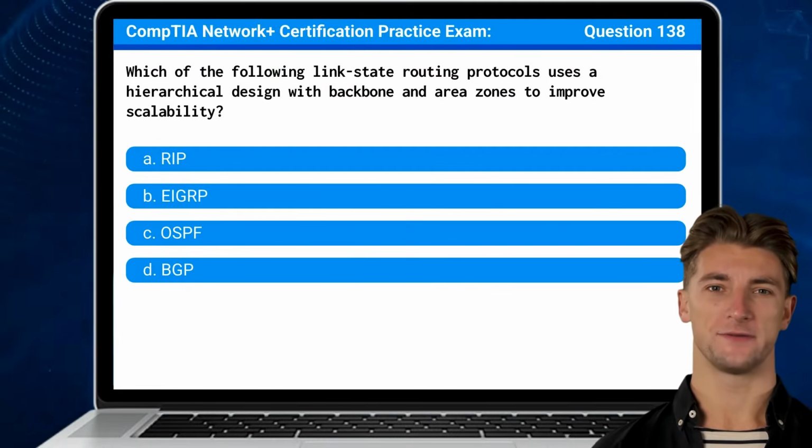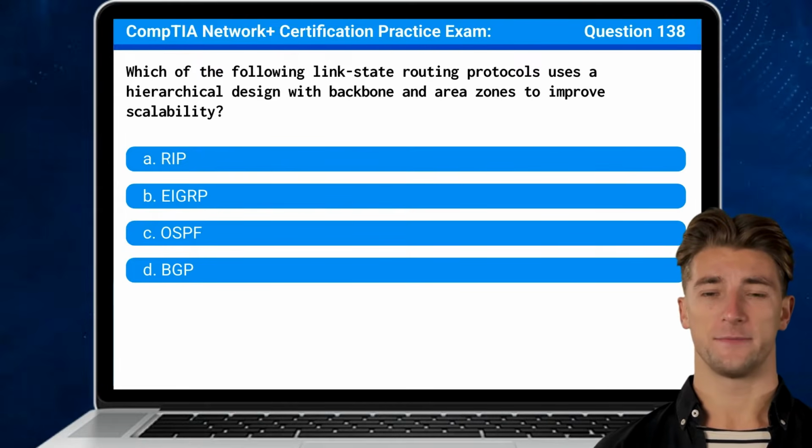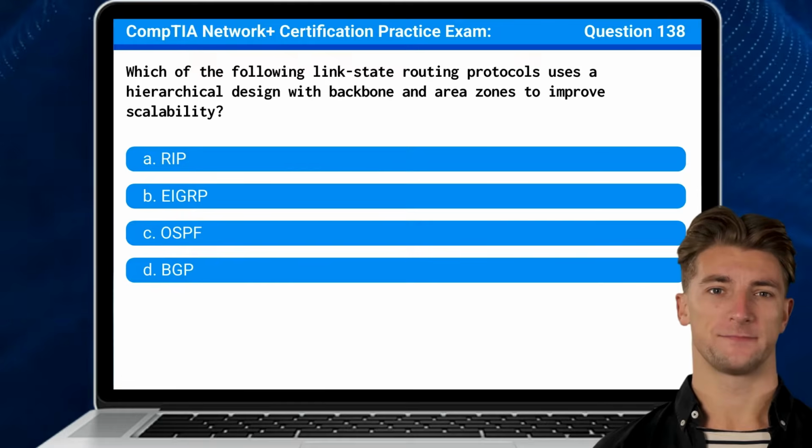Question 138. Which of the following link state routing protocols use a hierarchical design with backbone and area zones to improve scalability?